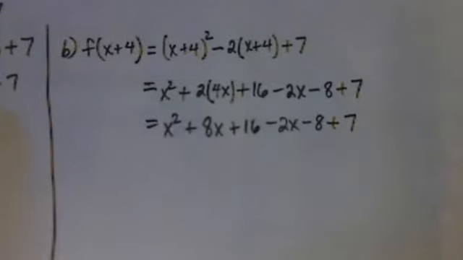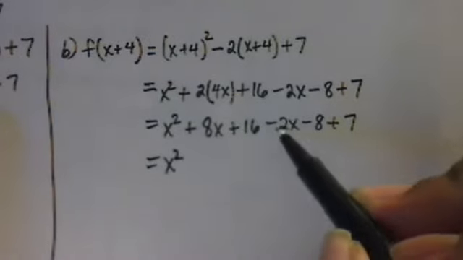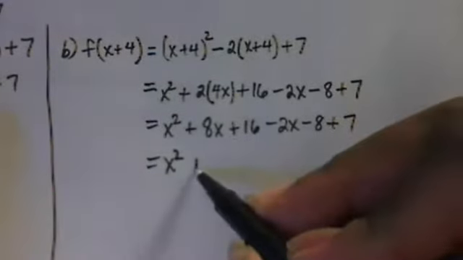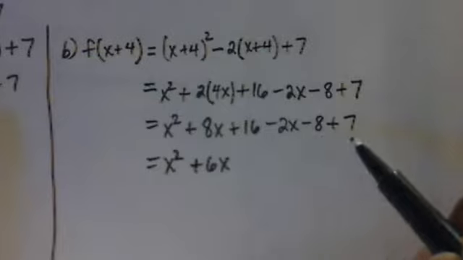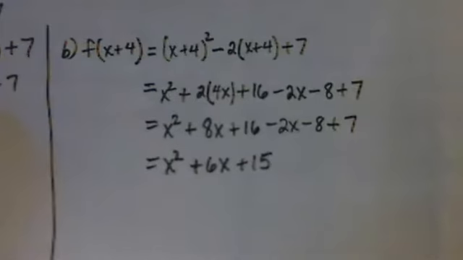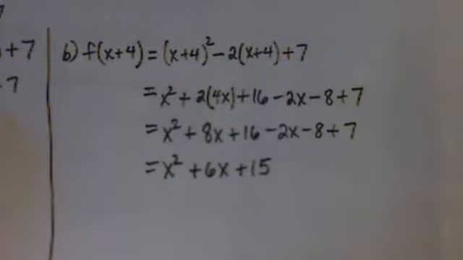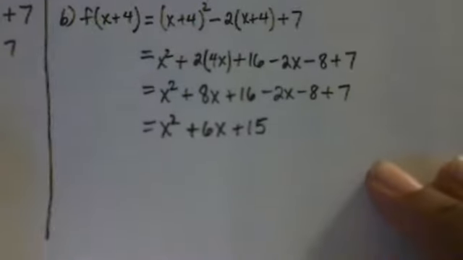And then we're going to combine like terms here. There's nothing to combine with the x squared, so we'll bring that down. 8x minus 2x is 6x. So that's plus 6x here. 16 minus 8 is 8. 8 plus 7 is plus 15. And this will be as far as we would go with that problem. So the value of that function when x plus 4 is replaced for x will be x squared plus 6x plus 15. So that's how you'll evaluate something like this.